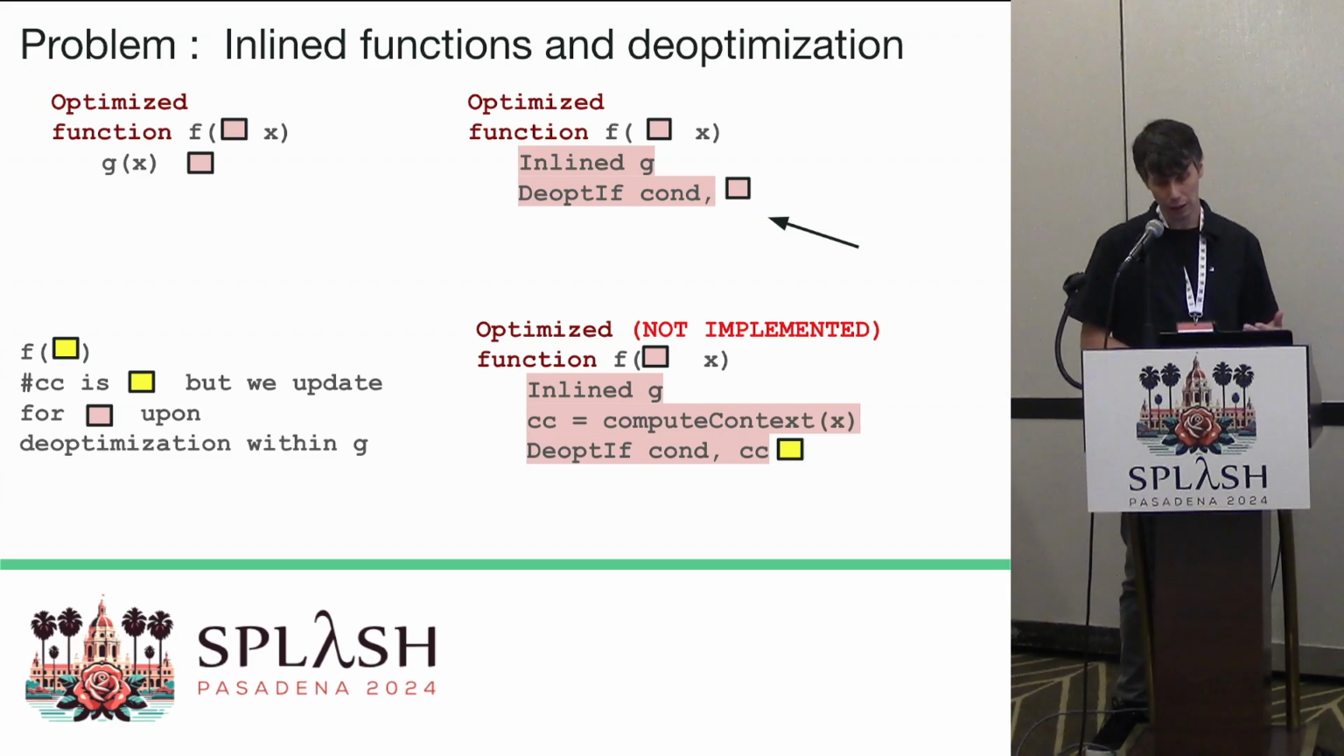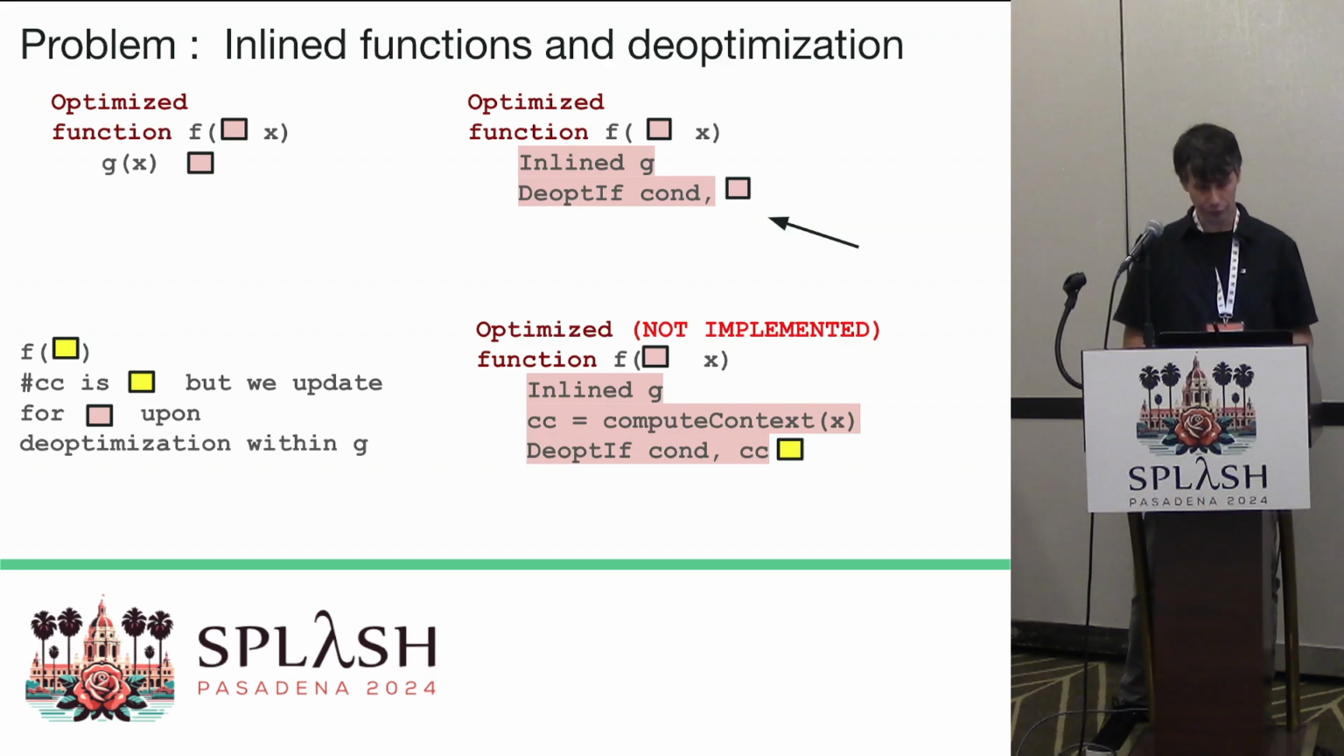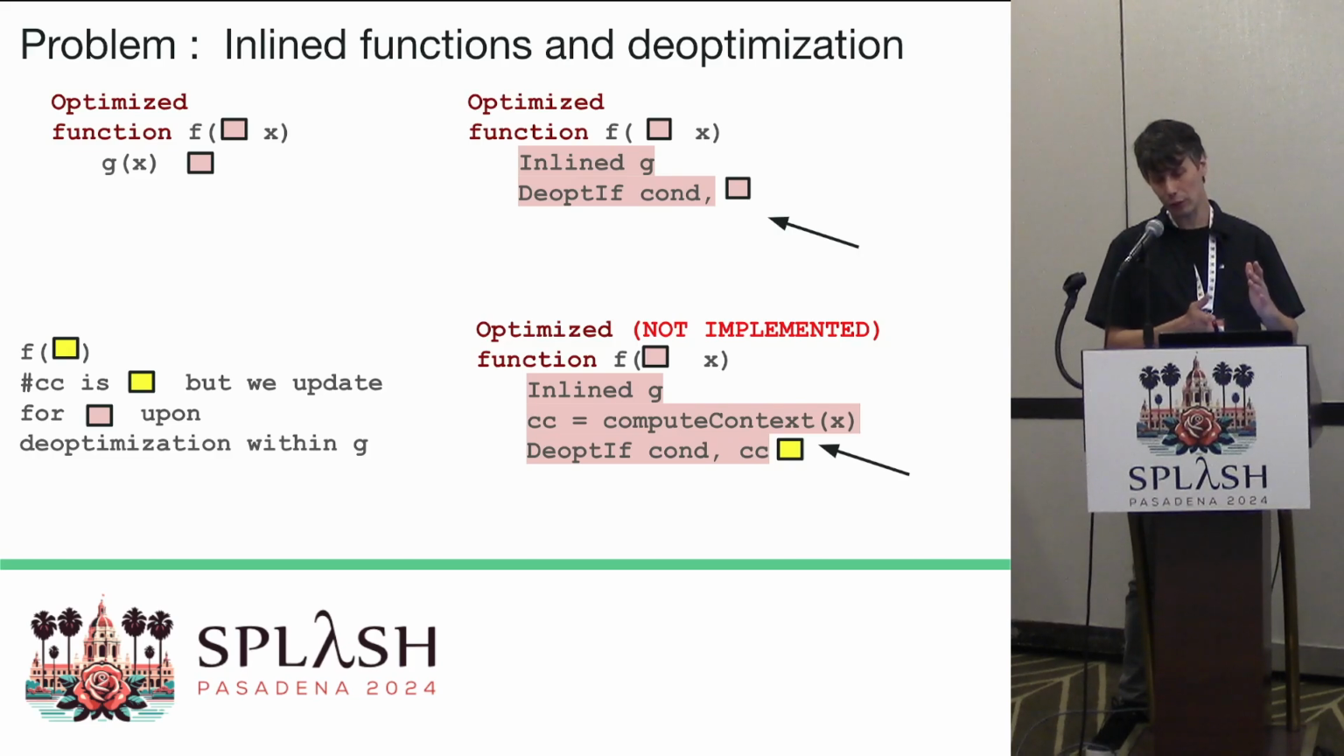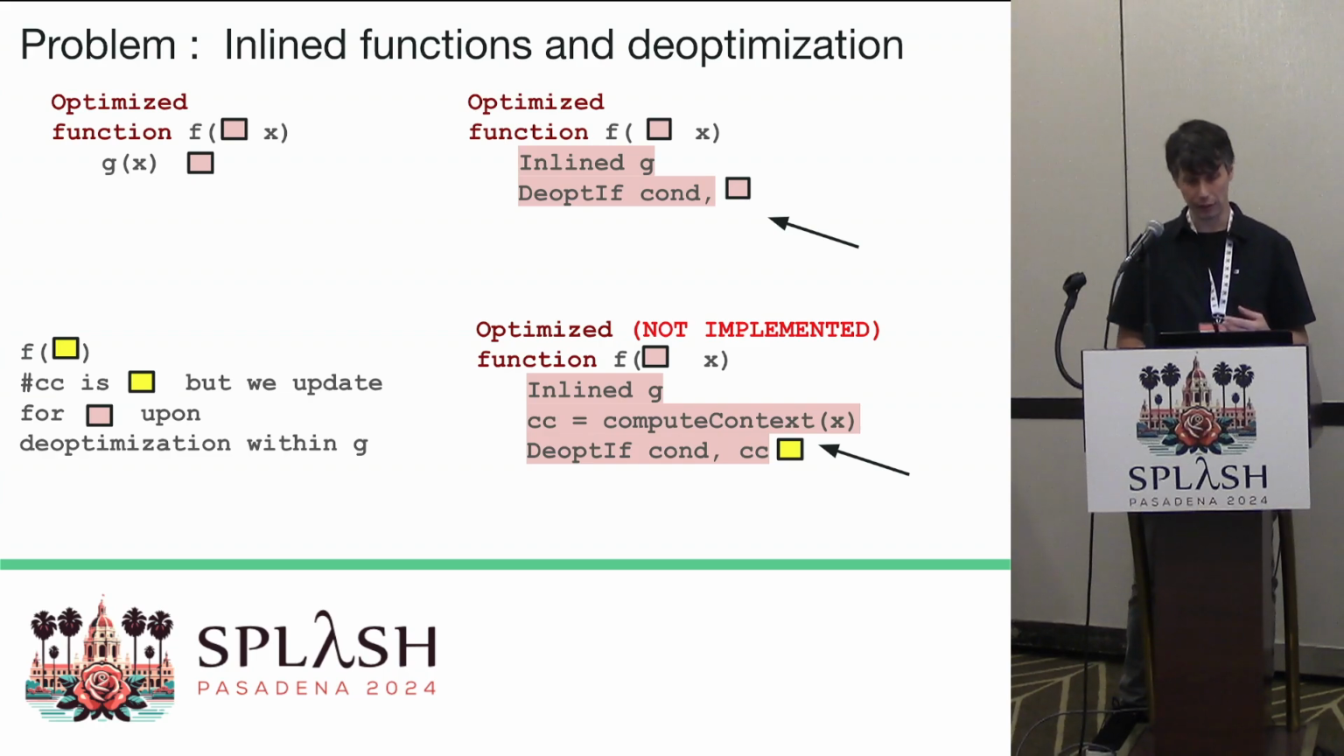Of course, this is more costly because we're synthesizing a context when the function is deoptimizing. So basically, we turn from a static thing that is hard-coded to a dynamic thing, but it's more precise on the other hand.